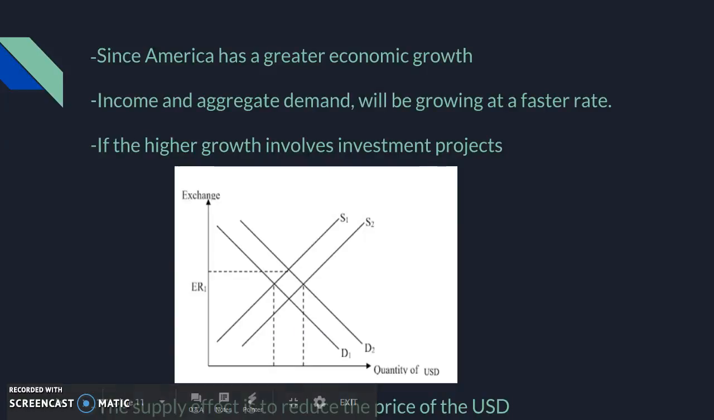Since America has a greater economic growth, income and aggregate demand will be growing at a faster rate. To pay for increases in imports, there will be an increase in the supply of the US dollar in the foreign exchange market. If the higher growth involves investment projects financed through offshore borrowing by American companies, the increase in the capital inflow means an offsetting increase in the demand for the US dollar. The supply effect is to reduce the price of the US dollar, while the demand effect is to increase the price of the US dollar. The net effect will depend on the strength of each of these separate factors and the slope or elasticity of the demand and supply curves. It cannot be easily determined in advance.